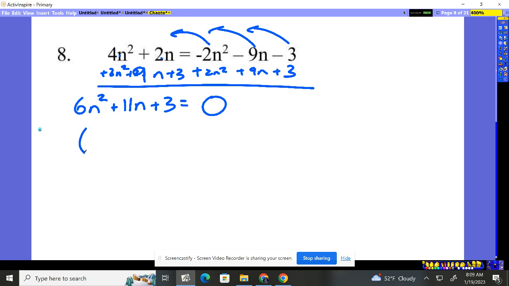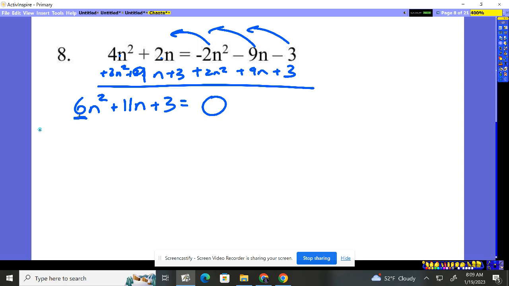We need to break it up into what times what equals 0. And when we do that, we then can say, either this guy has to be 0 or this guy has to be 0. So we need to factor it because it said we want you to do this problem by factoring. So we have to factor this 6n squared plus 11n plus 3.